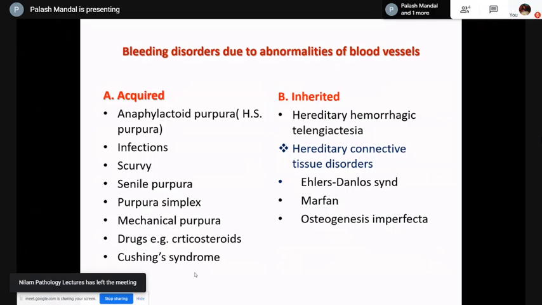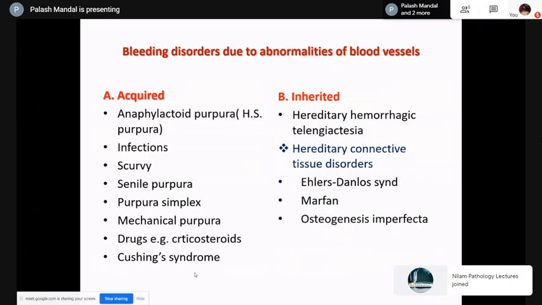So bleeding disorders due to the abnormality of blood vessels can be acquired or inherited. Under the acquired heading, we have anaphylactoid purpura, also known as Henoch-Schönlein purpura. Abnormalities of the blood vessels can happen due to infections, especially gram-negative infections, scurvy, senile purpura, purpura simplex, mechanical purpura, drugs like corticosteroids, there is a spelling mistake here also, and Cushing syndrome.